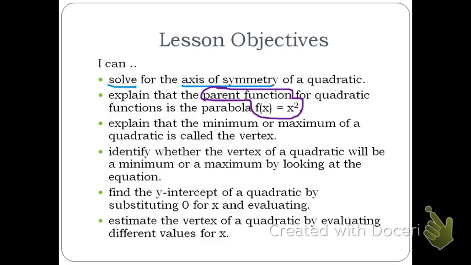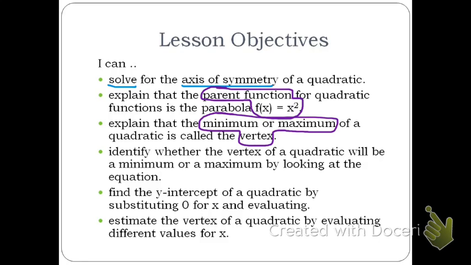Explain that the parent function of a quadratic is the parabola f of x is equal to x squared. So whenever they're referring to a parent function, they're always referring to that formula, f of x is equal to x squared. You can explain that the minimum or maximum of a quadratic is called a vertex. Basically, a vertex is the minimum or maximum.